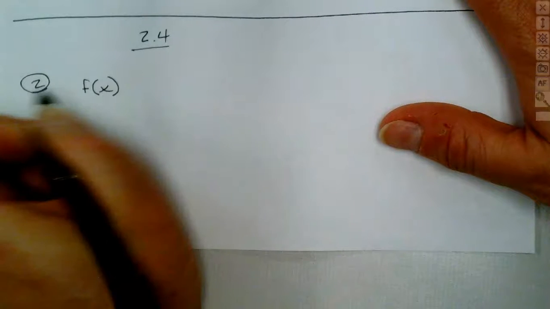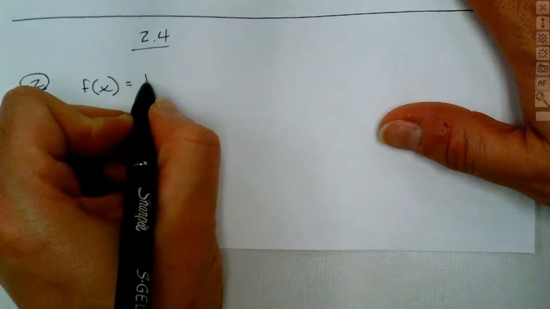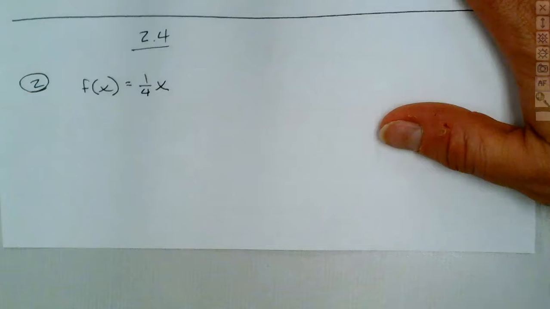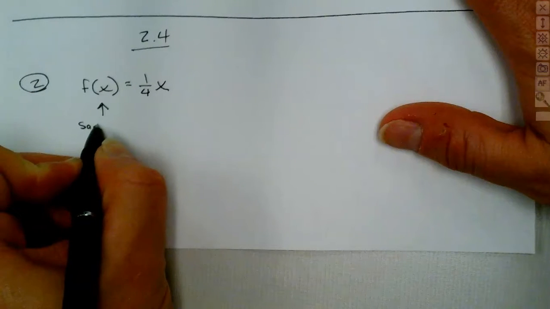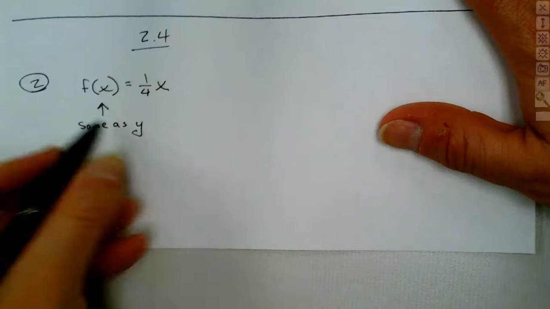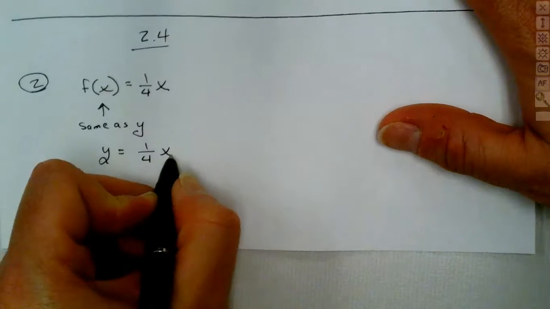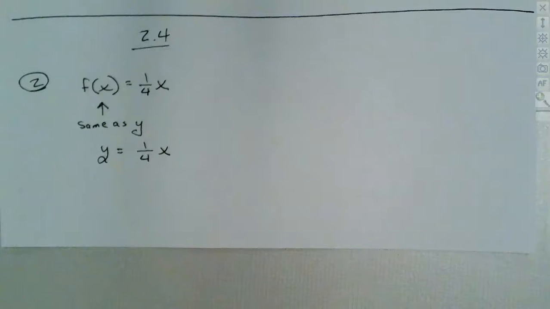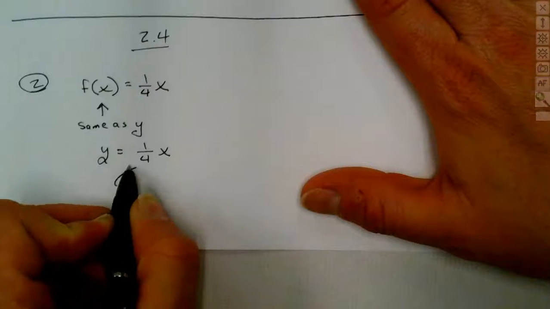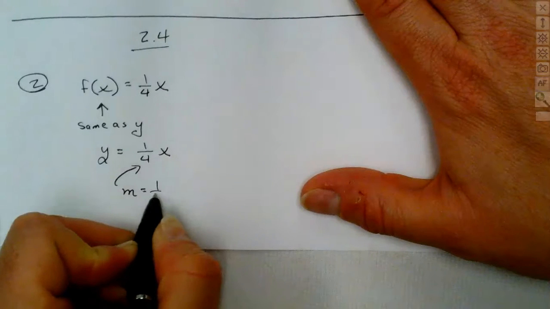And our function is f of x equals 1/4 x. And that f of x, well, that's the same as y. So we could actually rewrite this as y equals 1/4 x. Okay? Now, if I want to graph this line, it's been solved for y. We need a slope, and we also need a point. So my slope would be 1/4.